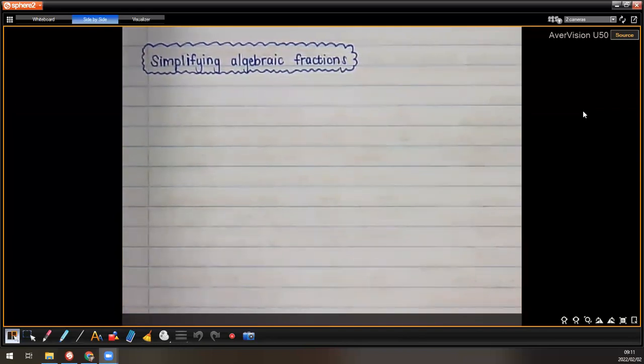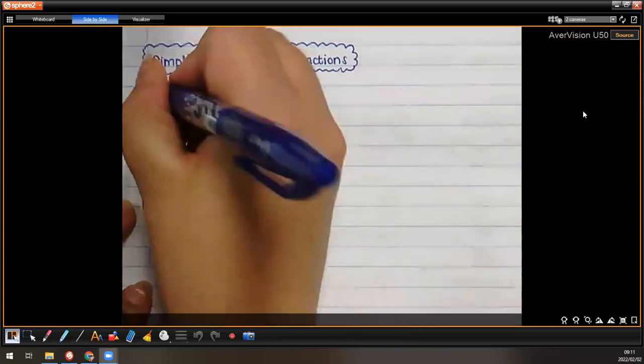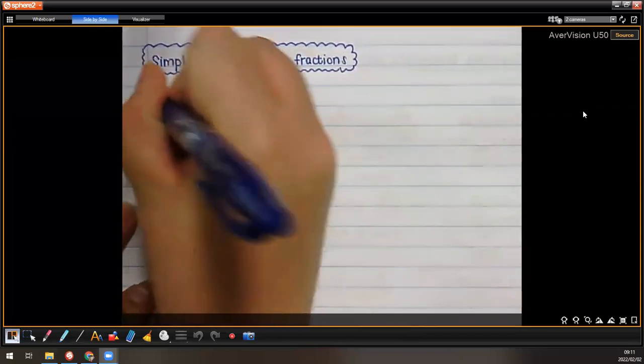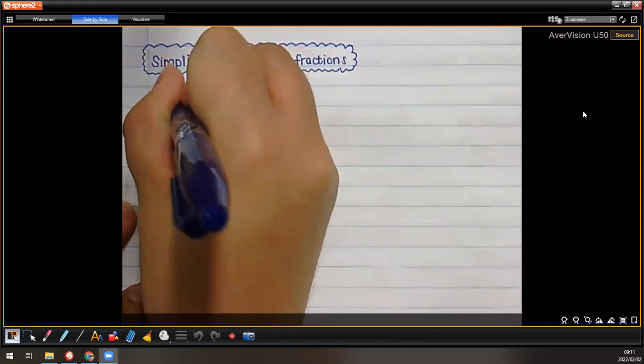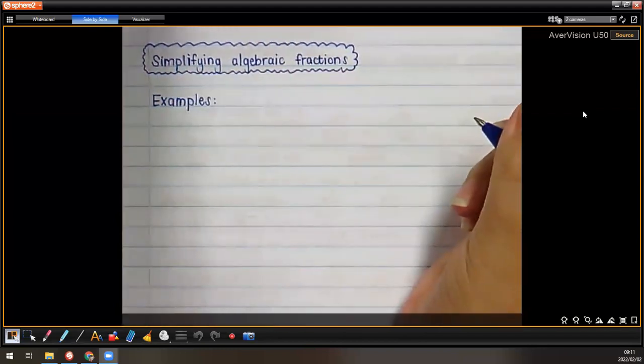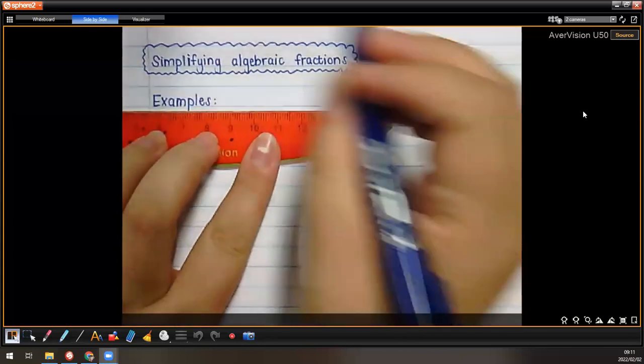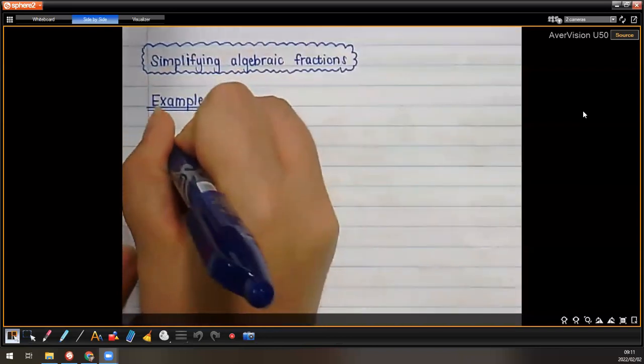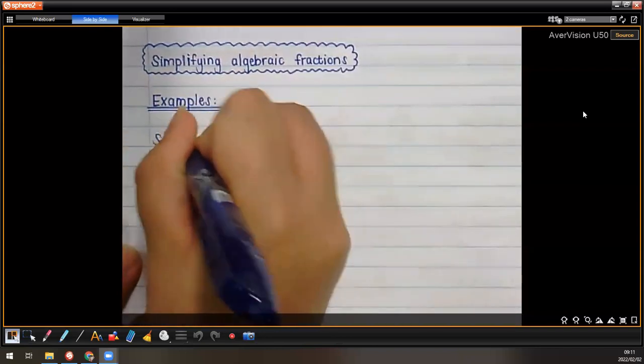All right, so we're going to start with this simple one, and then we're just going to make it a little bit more complicated as we move forward. Okay, so examples. We are simplifying. Let's see, simplify.